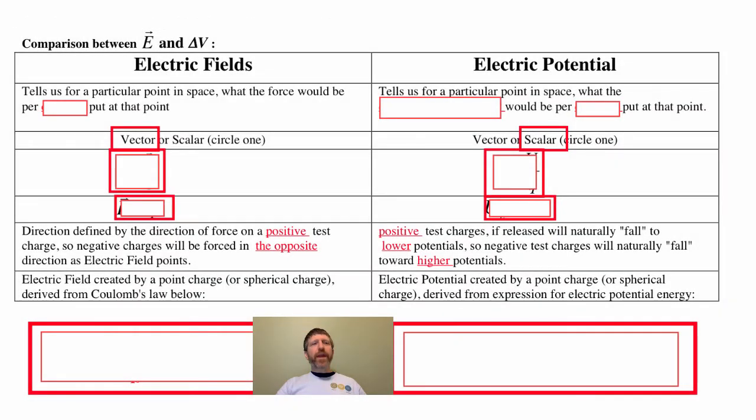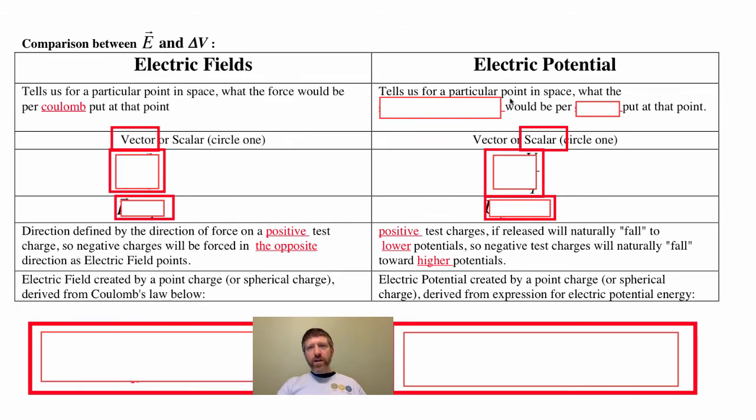So let's go ahead and compare electric potential with electric fields, something that we're hopefully familiar with. Electric fields tell us, for a particular point in space, what the force would be per how much charge put at that point. Per coulomb tells us, for example, if a field is 10 newtons per coulomb, you put a coulomb at that point in the field, there'll be a force of 10 newtons on it.